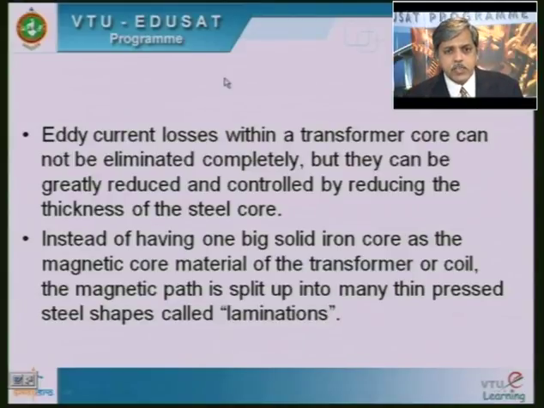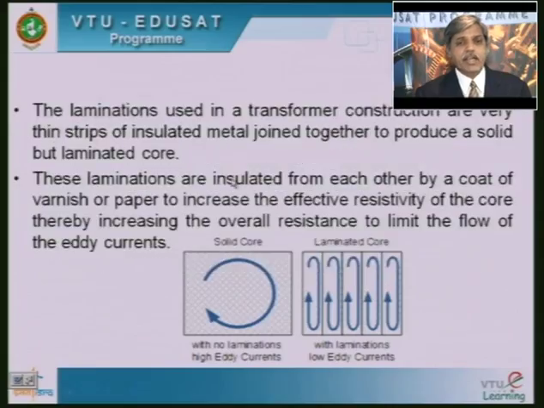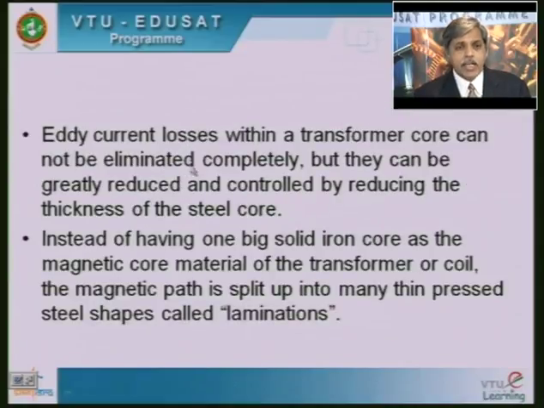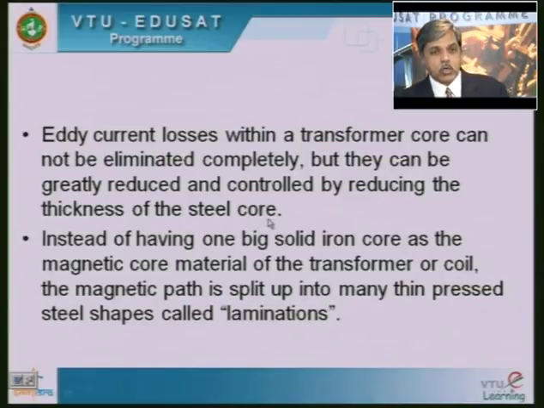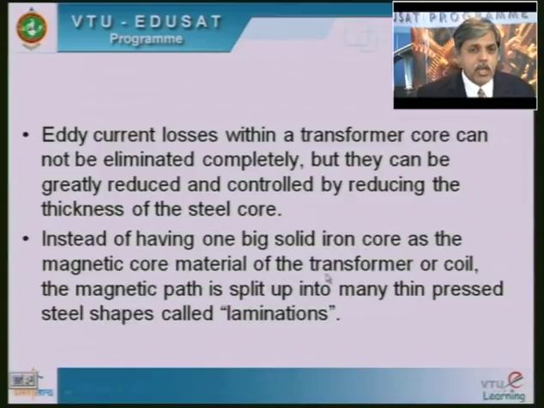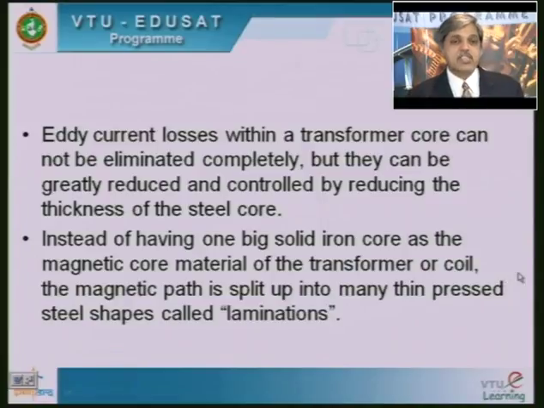Eddy current losses within a transformer core cannot be eliminated completely, but we can greatly reduce and control them by reducing the thickness of the steel core. Instead of having one big solid iron core as the magnetic core material of the transformer, the magnetic path is split up into many thin pressed steel shapes called laminations. I showed you in yesterday's session the different types of laminations we use. All those laminations have a thickness of somewhere around 0.35 mm.